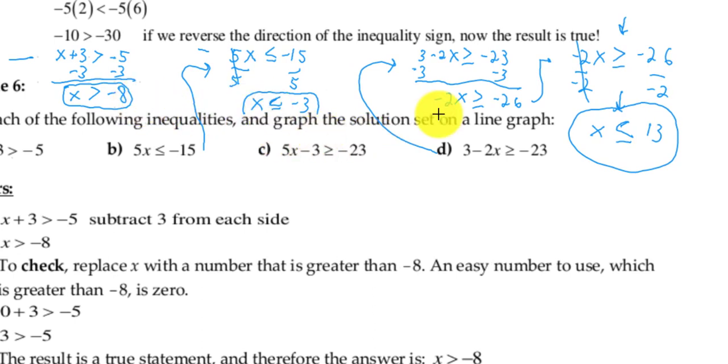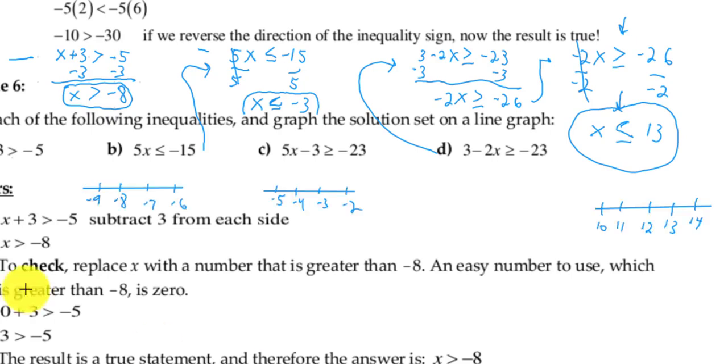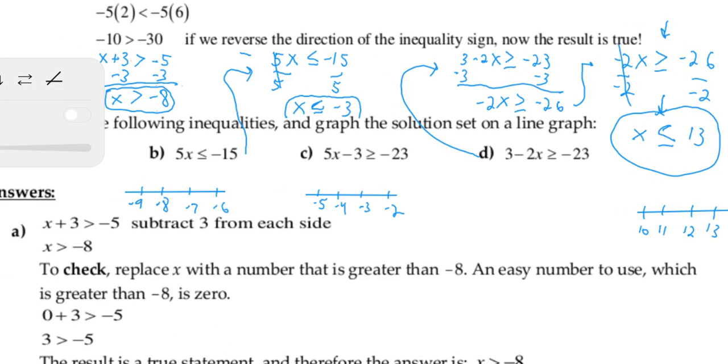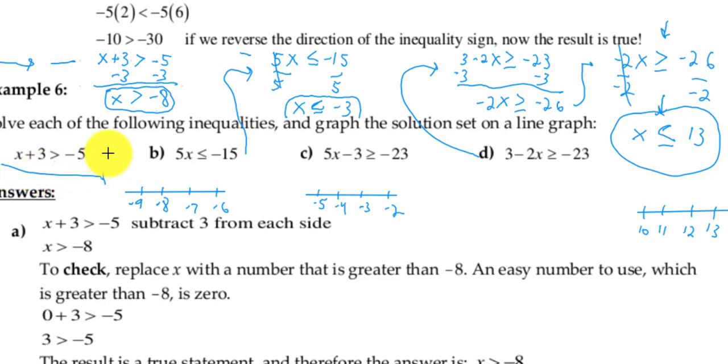right? So I only solved the problems. I didn't graph these 3. So let me add the graph real quick. Okay, so for the first letter, letter A, right? Our answer was this, x is greater than negative 8.